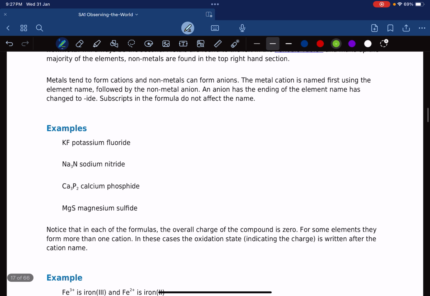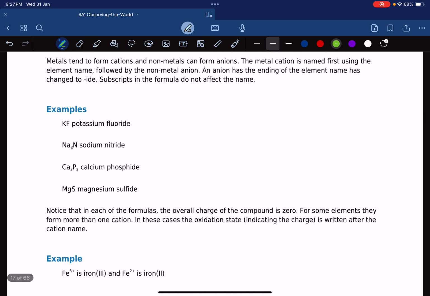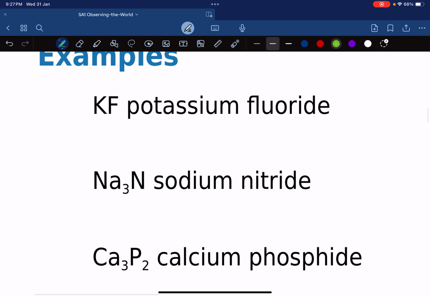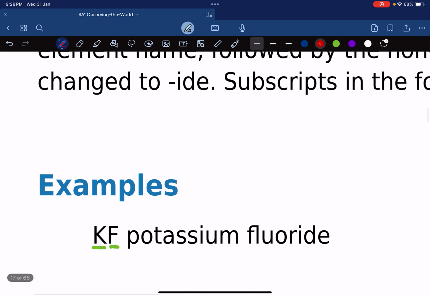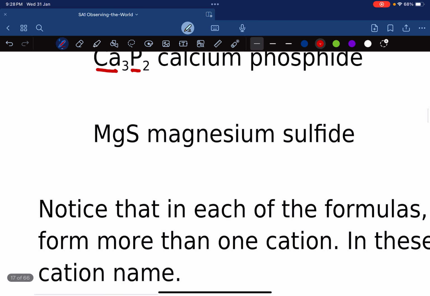Look over here, potassium fluoride. Potassium fluoride is only made up of two elements. The first element is potassium, the second element is fluoride. Look at sodium nitride, the first element is sodium and the second element is nitrogen. Calcium phosphide is made up of one calcium and one phosphide. That's it. Only two different types of elements. So this is called binary, where bi means two. Another example here is magnesium sulfide.